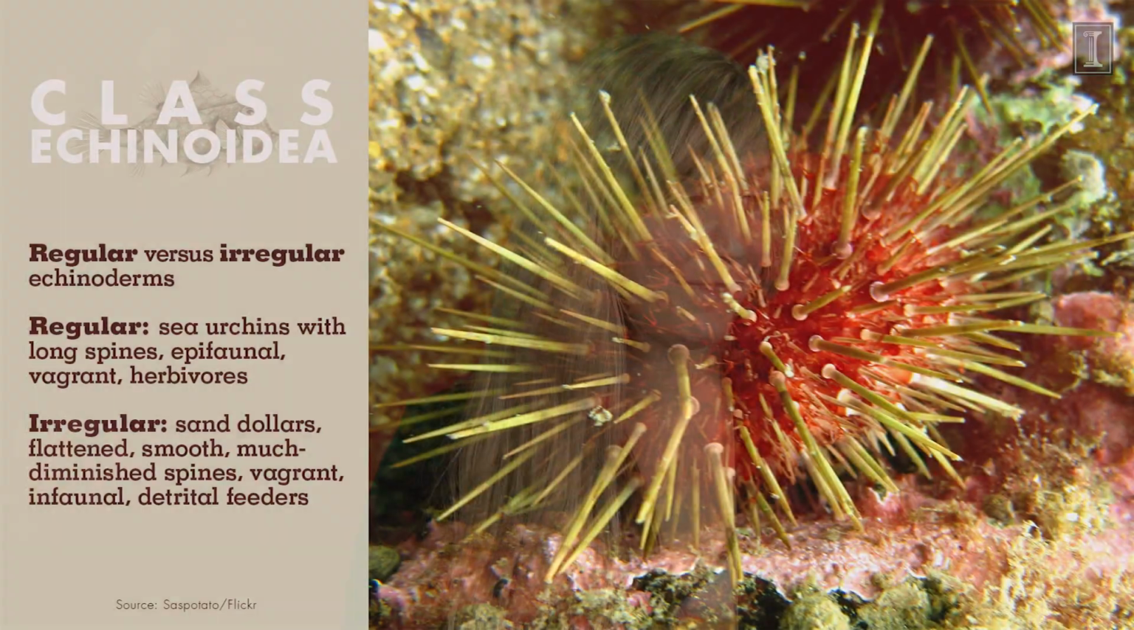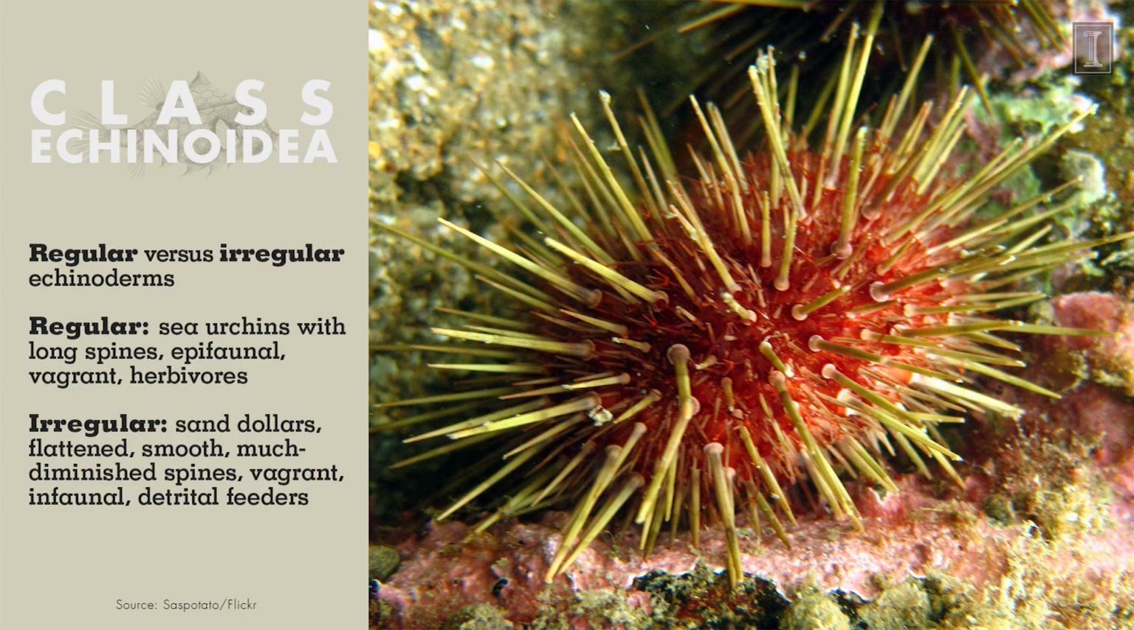The second class in Echinodermata is Echinoidea, and there's regular echinoids and irregular echinoids. Regular echinoids are sea urchins, and they're epifaunal, they're vagrant herbivores. They scrape algae off the rocks with something called an Aristotle's lantern, which we'll look at in closer detail. And regular echinoids have long spines, actually, so that's a key feature of those particular sea urchins.